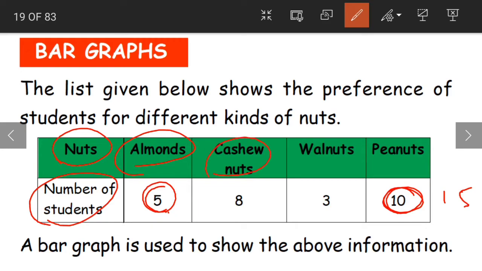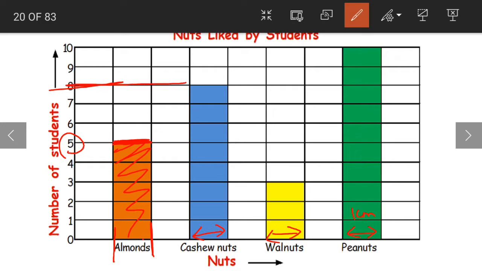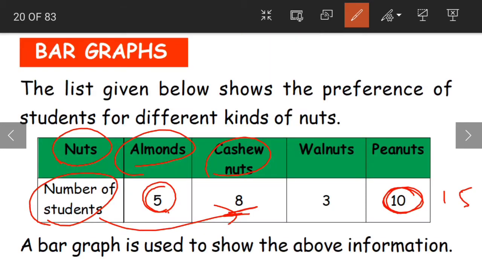Now coming to cashew nuts, 8 students like cashews. So here is our 8. So in the cashew nuts bar, it should be filled till 8.